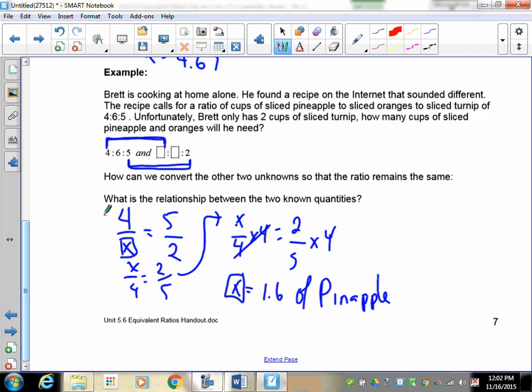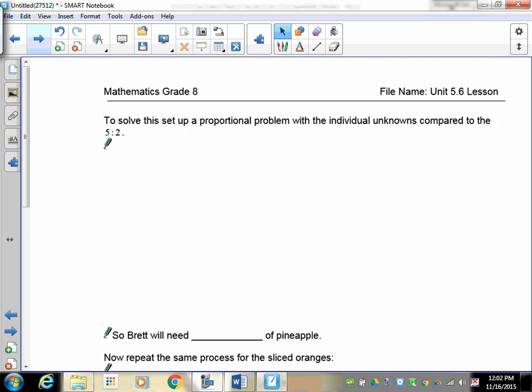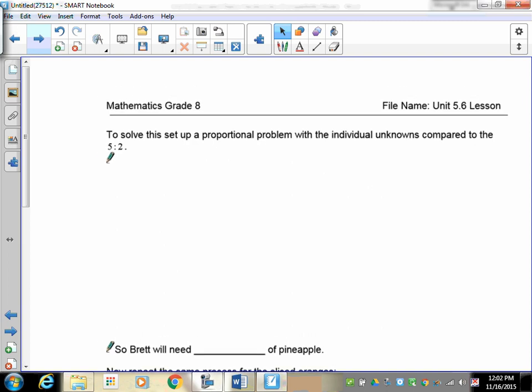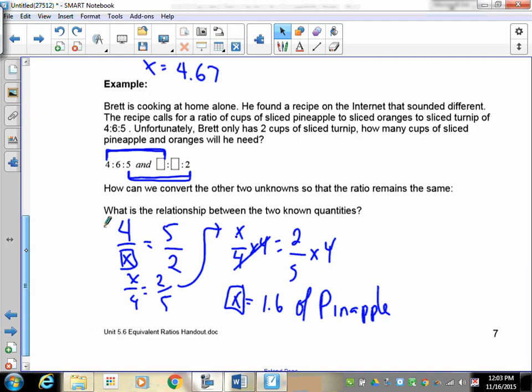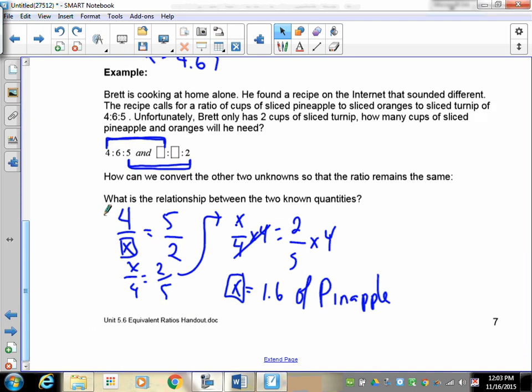Okay, and I think I just messed up here. I think I have all of this in this page when I'm supposed to put it on the next page. Yep. So here's what I should have done over here. All right, so just take the previous page. This stuff right here, what is the relationship between the 2 known quantities? The relationship between the 2 known quantities is the 5 to 2, or 5 over 2.